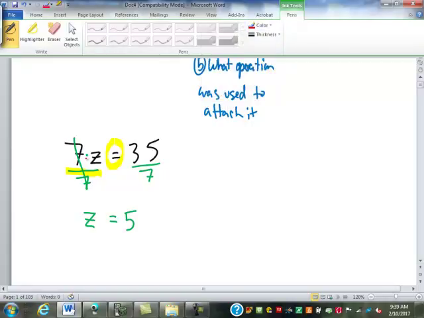And of course, we can go back in and replace z with 5 and make sure that this is true. So 7 times z becomes 7 times 5. And of course, yes, that does equal 35.